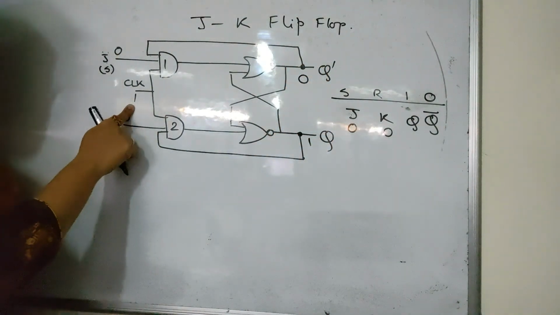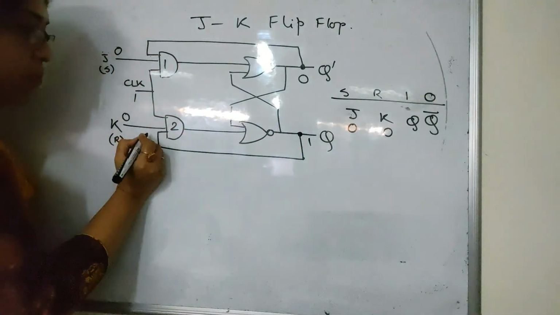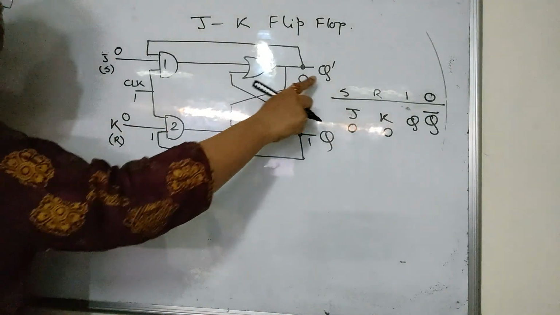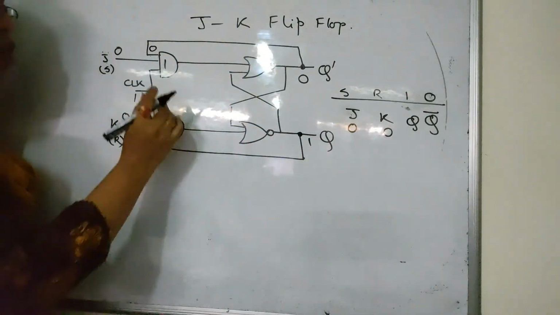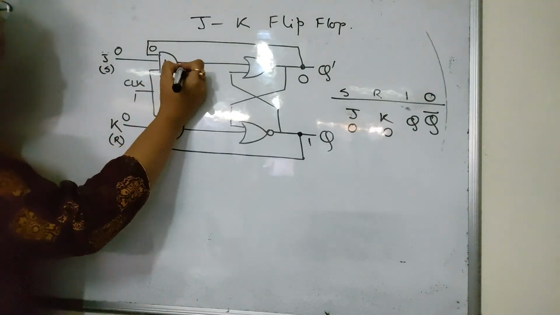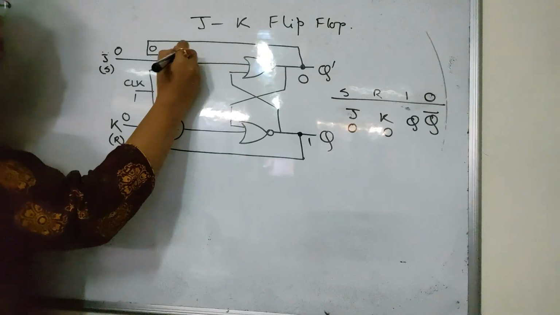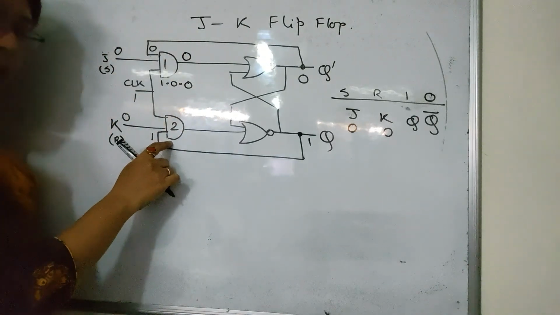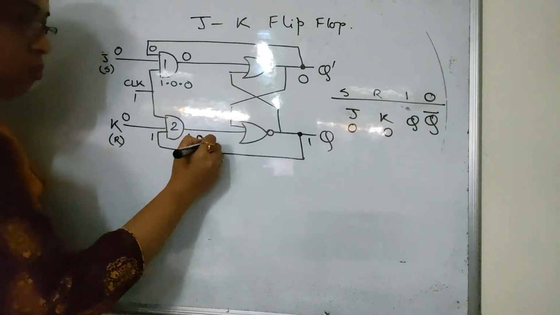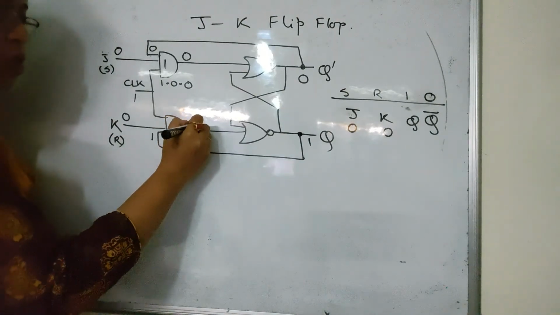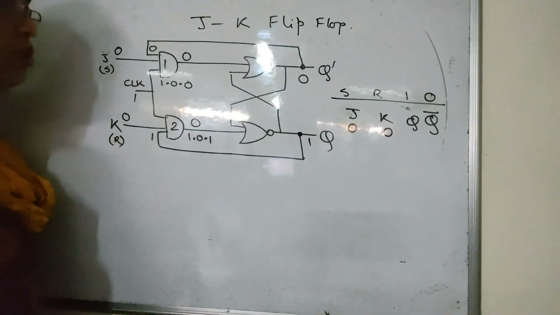Clock is always 1 to keep it in the active state. So Q1 is fed back over here. Q dash 0 is fed back in AND gate number 1. So AND gate number 1 has the output 1.0.0, that is 0. AND gate number 2 has the output 1.0.1, that is 0. So both AND gate number 1 and 2 give you the output 0.